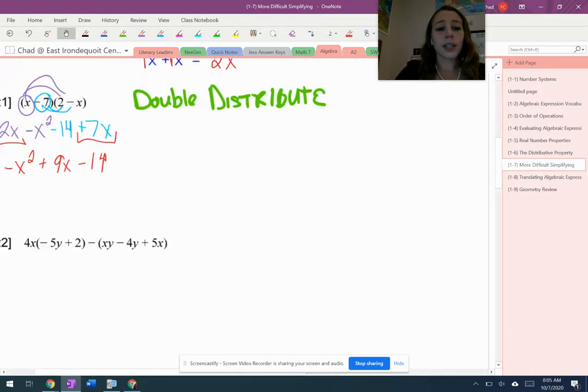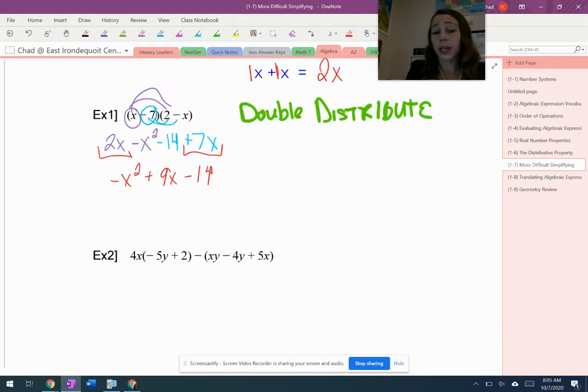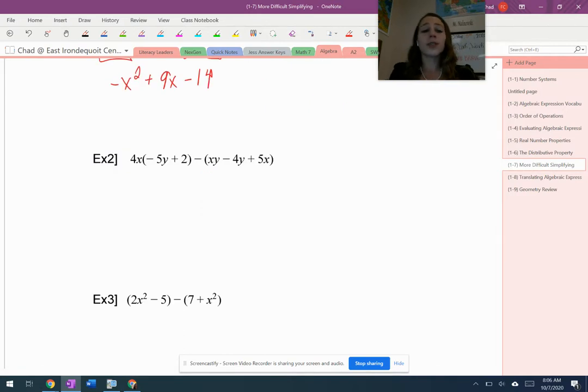Notice that in that first example, all we had going on there was multiplication. There wasn't anything in between those two parentheses. Over here, we don't have these two parentheses being multiplied. We clearly have that subtraction sign in between them. I still have distribution that I need to start with.